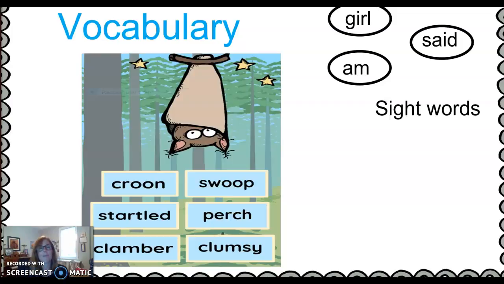Clamber means to climb sort of clumsily, so not like a very good gymnast who could climb up really fast and without any struggle at all. Clambering is kind of in a clumsy way, using your hands and feet, like an animal who's trying to get away might clamber up a tree really fast. And clumsy. Clumsy means to be a little bit awkward, maybe to kind of stumble or fall or not be able to do it easily. So be on the listen out for those words in our story today.